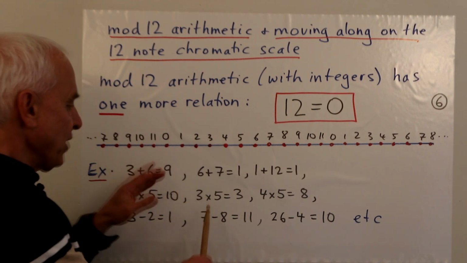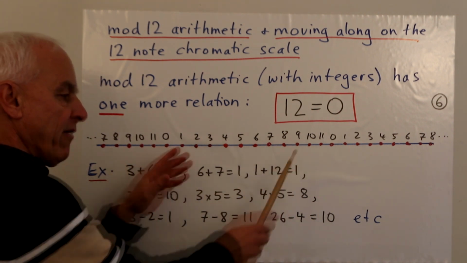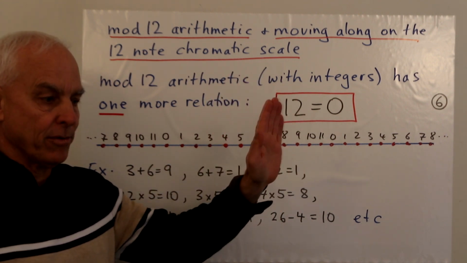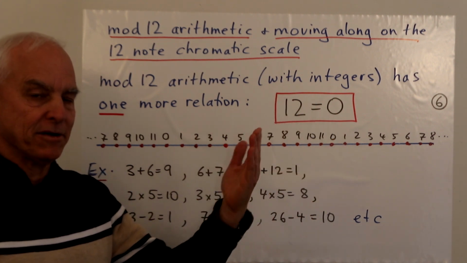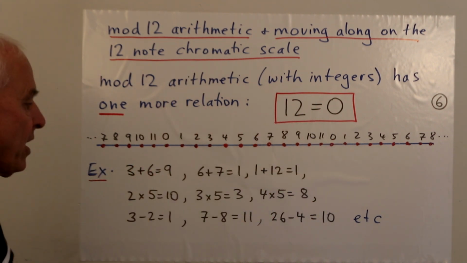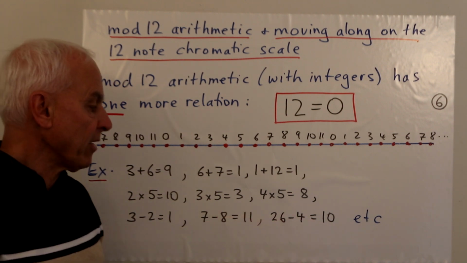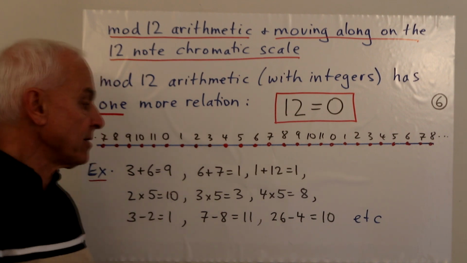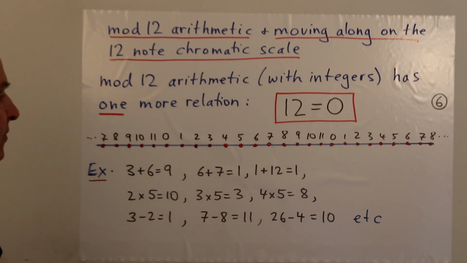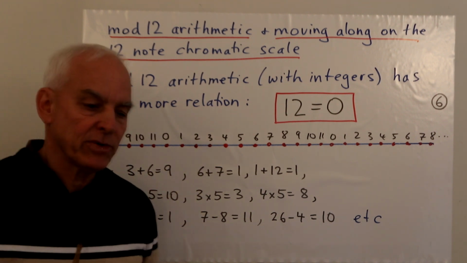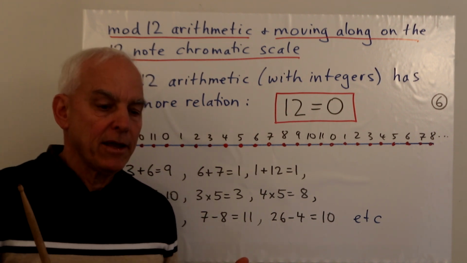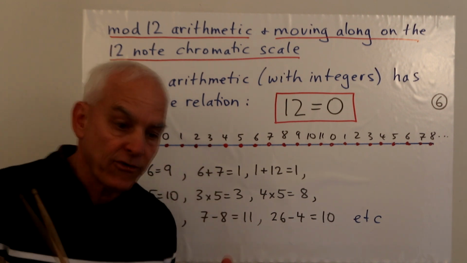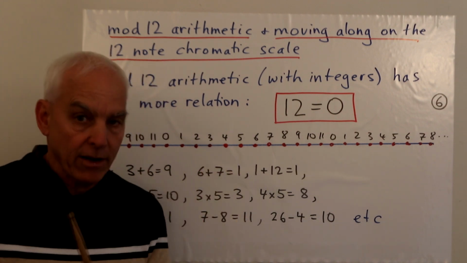We typically like to get answers which are in this range from 0 to 11, because that corresponds to the positions on the clock, or positions on our chromatic number circle. 26 minus 4 is 10, because 26 minus 4 is 22, but 22 is the same as 12 plus 10, and so that's 10, etc. Okay, so that's mod 12 arithmetic, and that's really underlying both the way a clock works, and calculations with a clock, and also calculations with the chromatic scale.